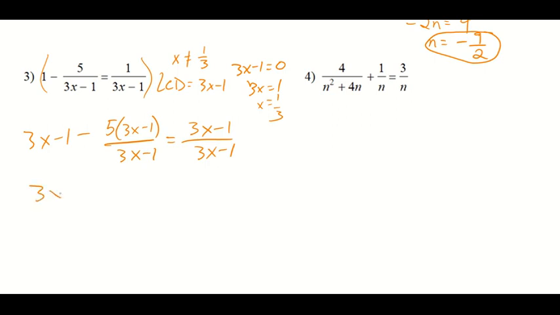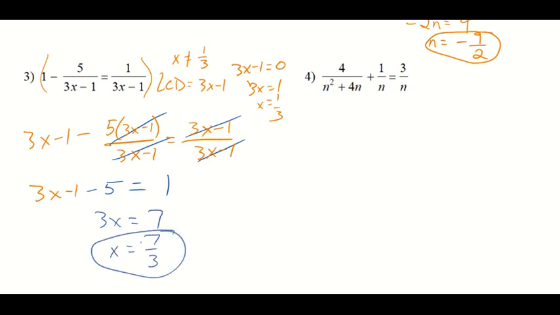So we keep our 3x minus 1. We have these factor out, so we have minus 5 is equal to 1. That doesn't just disappear. 3x minus 1 divided by itself is 1. So then we will add 6 to both sides, divide by 3. x is 7/3, which is an acceptable value.